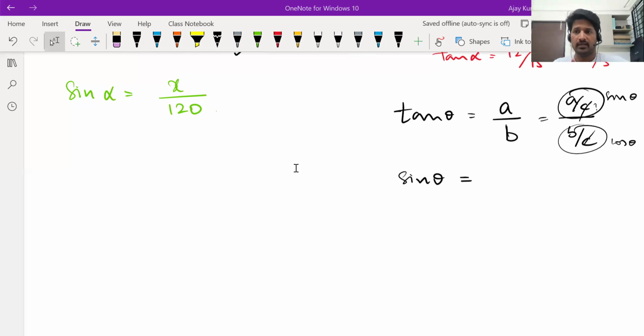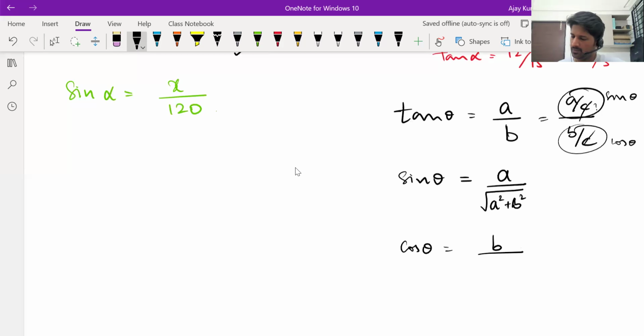Correct. So remember this in general, all of you. If you know tan of an angle, you can tell the sine value and cos value, and this is how it is done. If tan theta is A by B, sine theta is A by root of A square plus B square, and cos theta is B by root of A square plus B square. I can explain this, but mathematics, let us not get into that.